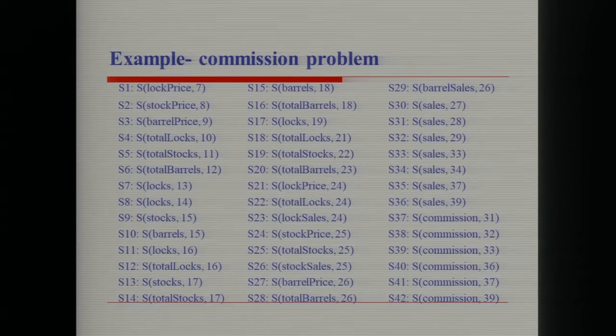Okay. So S4 is the set of slicing where it is done on the total logs in the statement number 10. That is the node 10. So S5 is the slicing done on the total stock on the statement 11 or node 11. That way, all the variables are identified wherever they are used in different statements. Okay. So in total we identify 42 different slices.